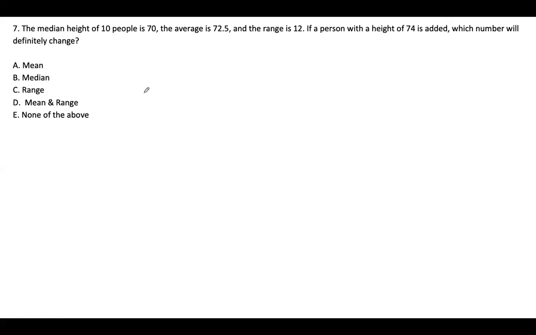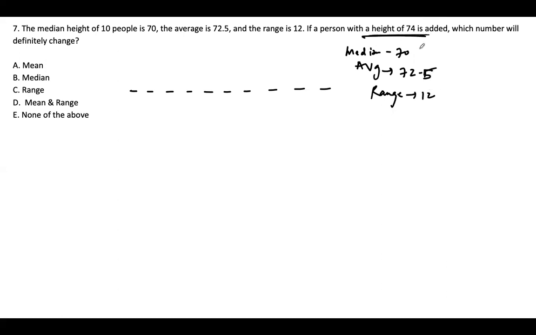The median height of 10 people is 70 and the average is 72.5 and the range is 12. Median is something, average is something, range is something. If a person with a height of 74 is added, which number will definitely change?